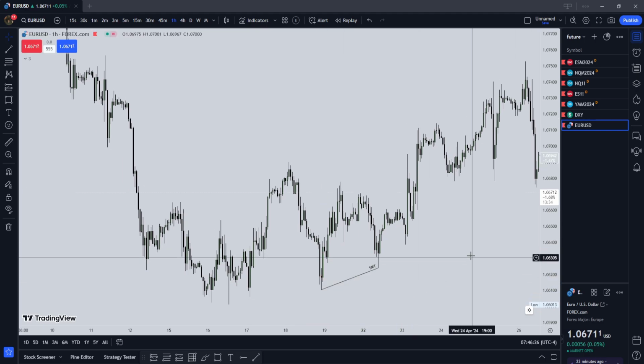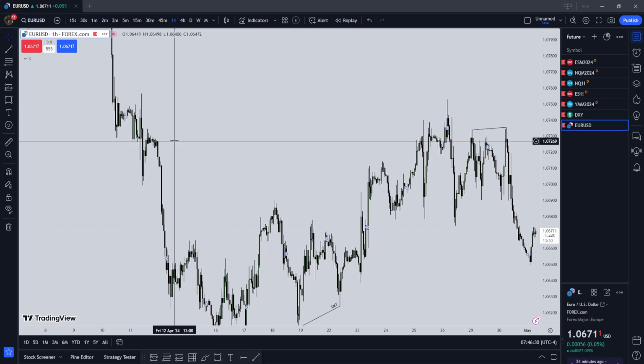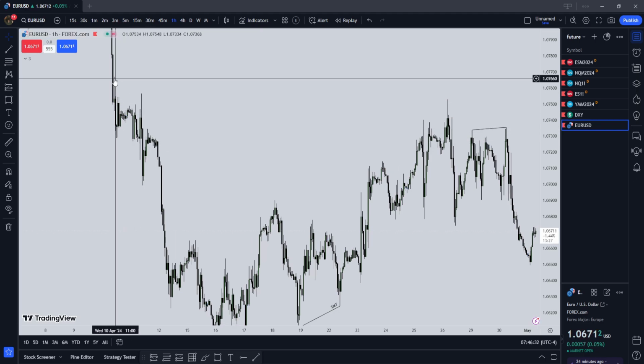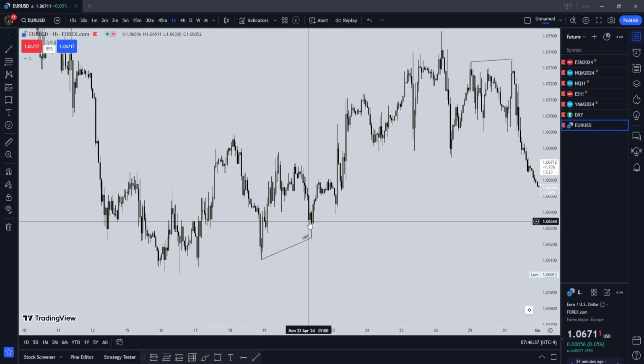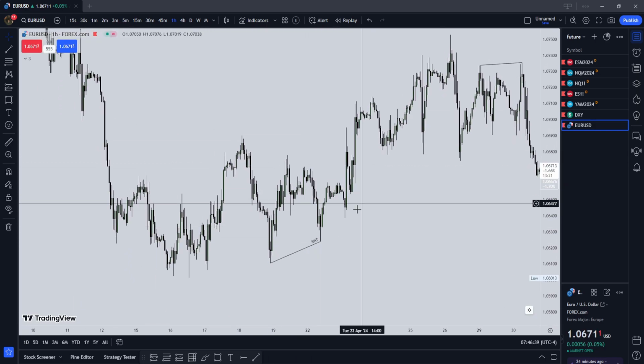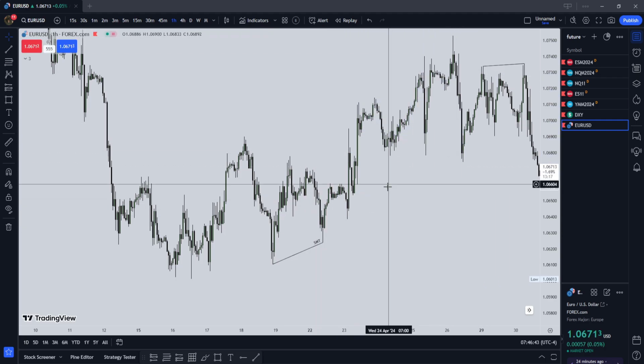So if we know we have an SMT here and we have a reason to go up, maybe these relative equal highs down here, up here, there are so many highs resting above here, or general consolidation of the price, we can look for a bullish entry from here. Our bias should be bullish right here.